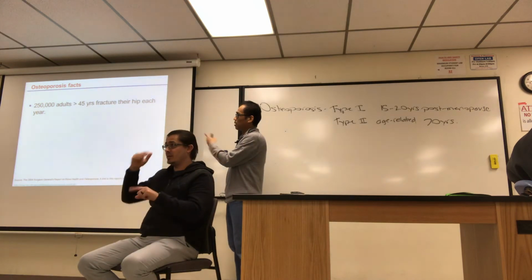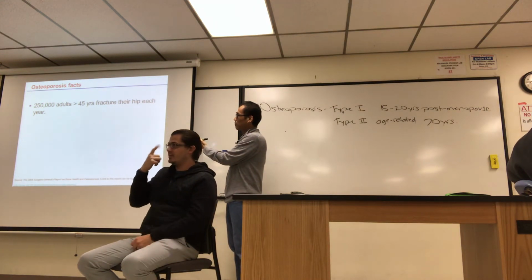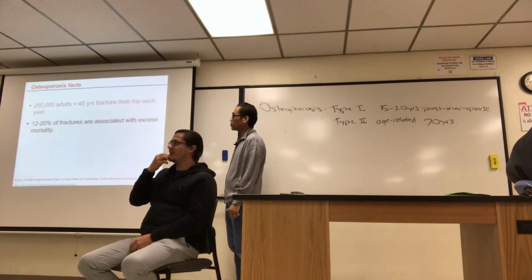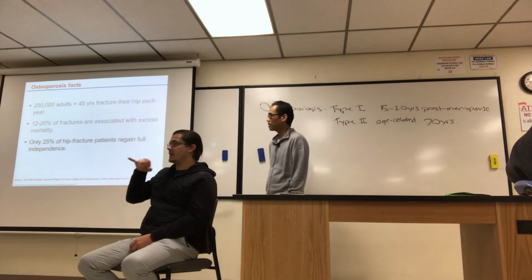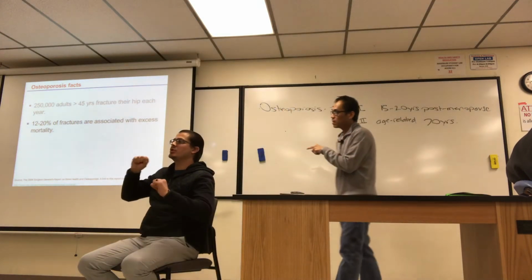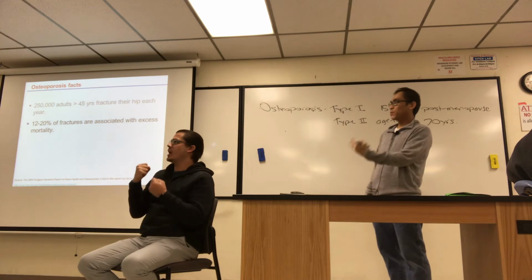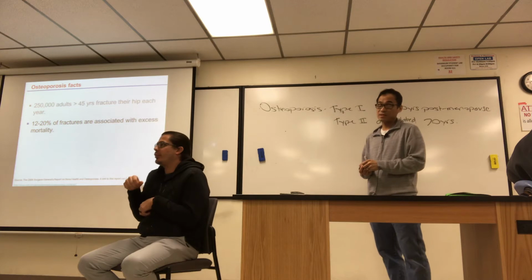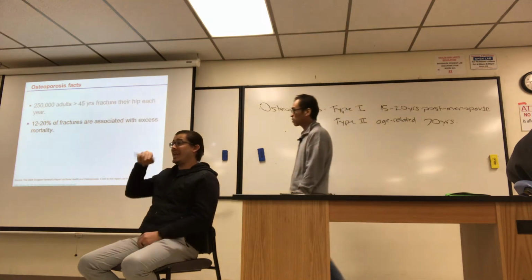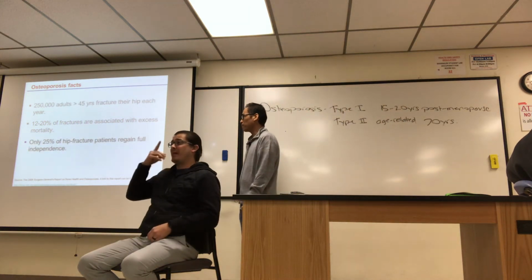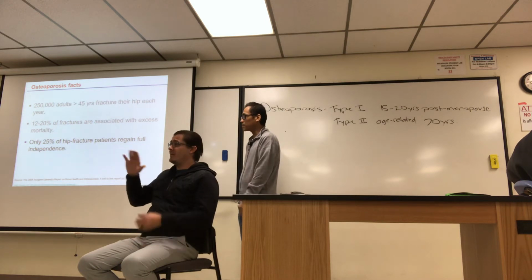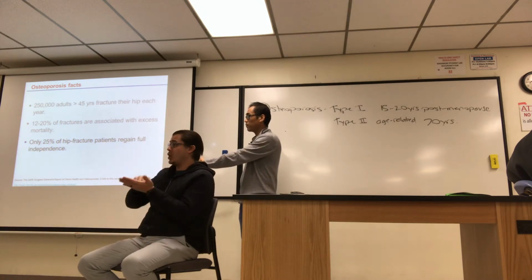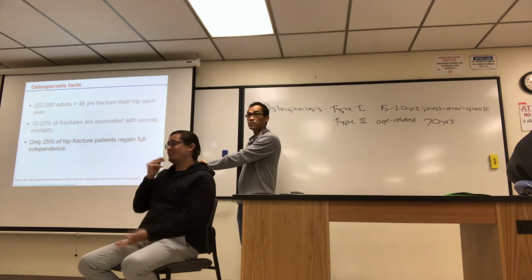About 250,000 adults greater than 45 years of age fracture their hip each year. That's a big number. And 12 to 20% of those are associated with excess mortality. So that means you break your hip, you go to the nursing home, and maybe you die for some other reason, but it's associated with death. If you have a hip fracture, it's a big deal in the elderly. Only 25% of hip fracture patients regain full independence. That's a small number. So you go into the nursing home, chance of you getting out, only 25%, 1 chance in 4.